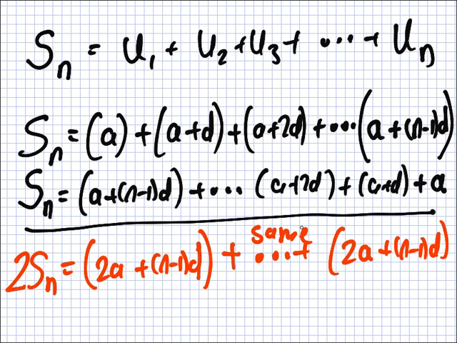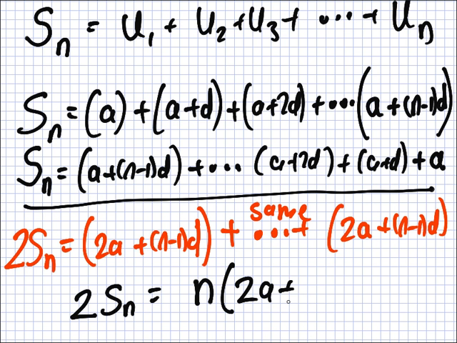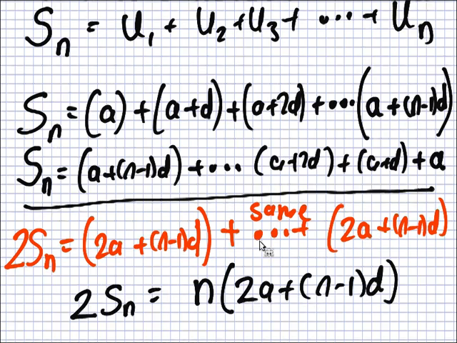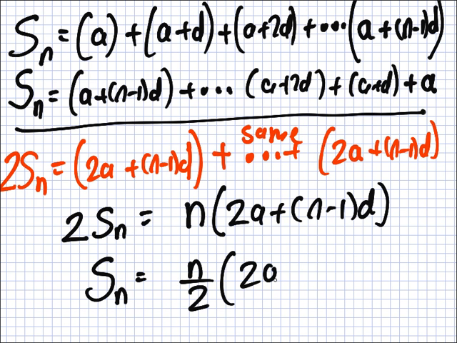So what is the quick way to add many numbers together that are the same? You multiply them. So what would this be? This would be n times 2a plus n minus 1d. So we're nearly finished. What's left to do? Divide by 2. And you get Sn equals n over 2, 2a plus n minus 1d.